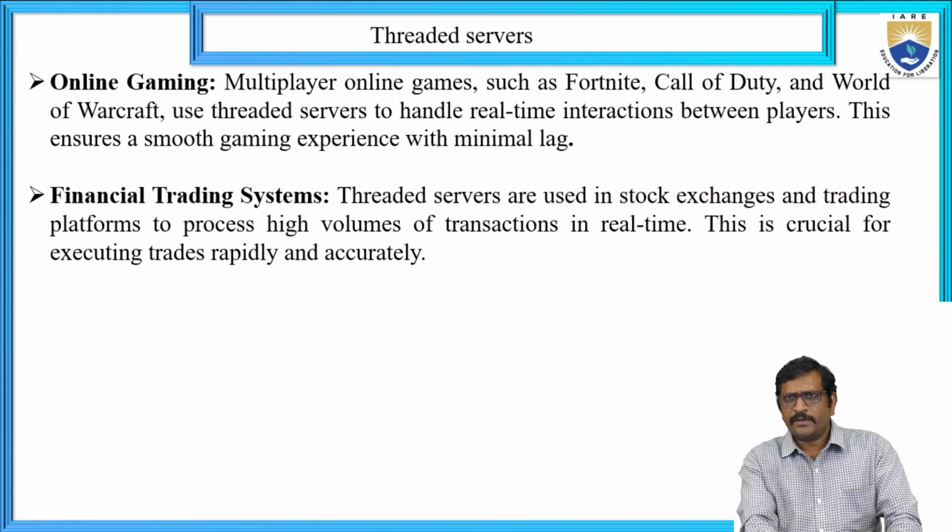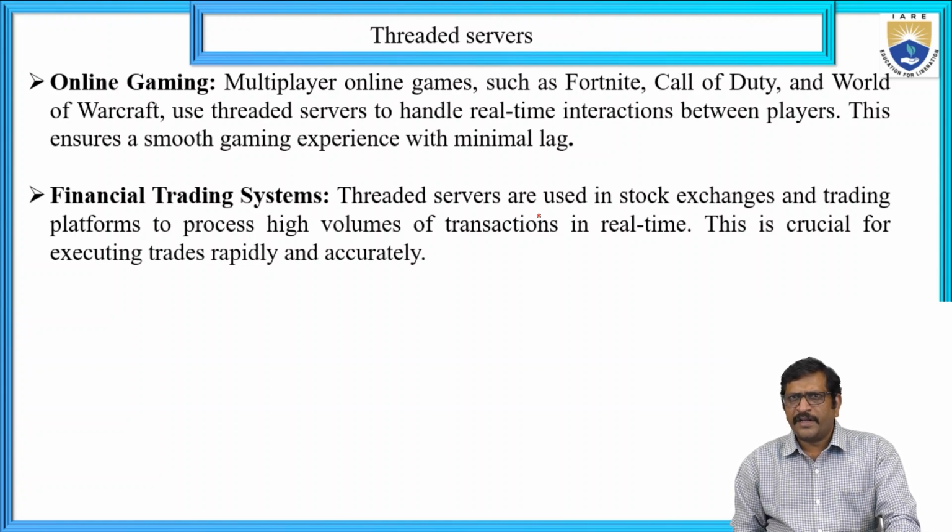Financial trading systems. Here, in the trading system also, we can use threaded servers. Why? Because in the stock market, stock exchange trading platforms process a high volume of transactions in real time. At a time, stocks can be exchanged and trading can be performed by multiple users. That is how it can perform, with multi-threaded servers. With their help, trading and stock exchanges can be executed. It is very crucial for executing trades rapidly and accurately. So, this is a financial trading system.